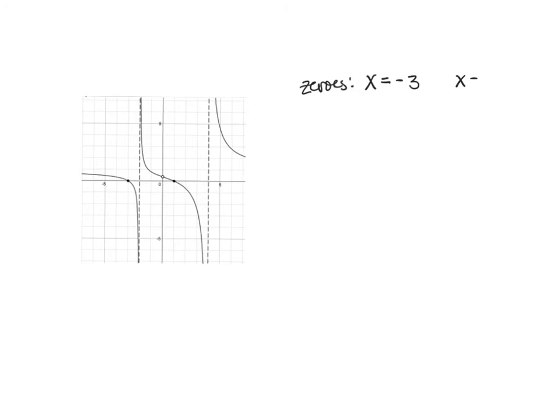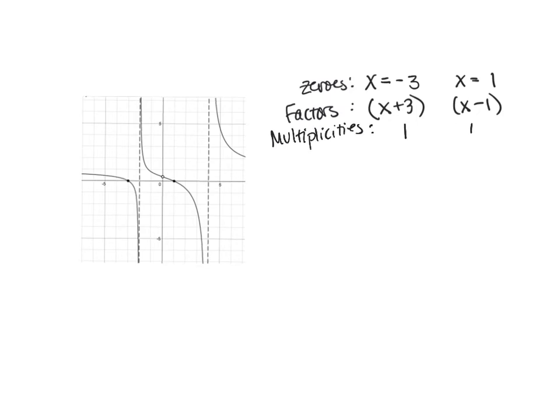And at x is equal to 1. And then when we write out our factors, we're going to have x plus 3 and x minus 1. There's the x minus 1. And then, like I just said, for our multiplicities, those are both going straight through. So this is what we want for our numerator. And then for our denominator, we're going to look at our asymptotes.